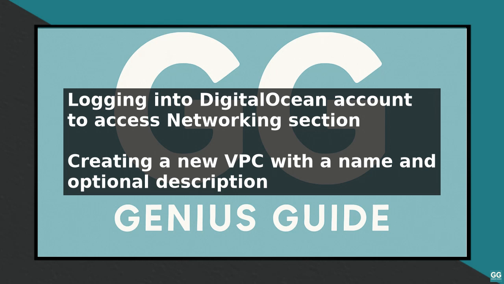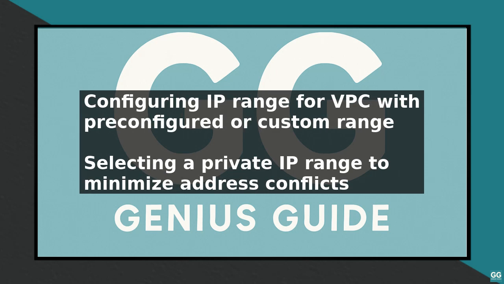Next, you will need to configure the IP range for your VPC. This is the range of IP addresses that will be available for use within your VPC. You can choose from a range of pre-configured IP ranges or enter a custom range. It is generally recommended to use a private IP range, such as 10.0.0.0/16, to minimize the risk of IP address conflicts.